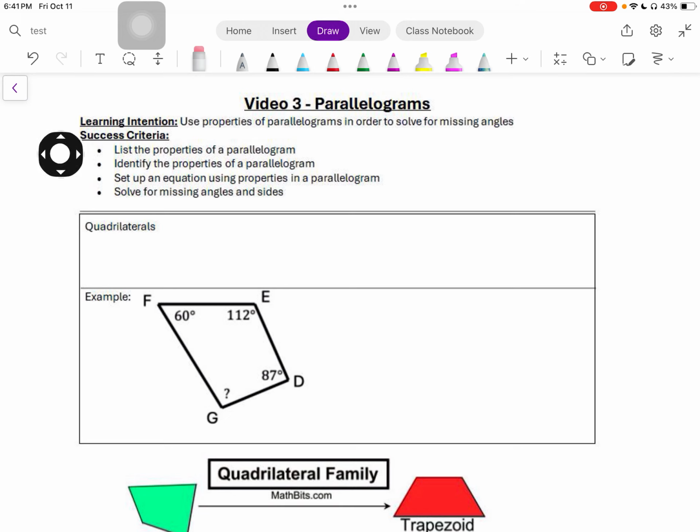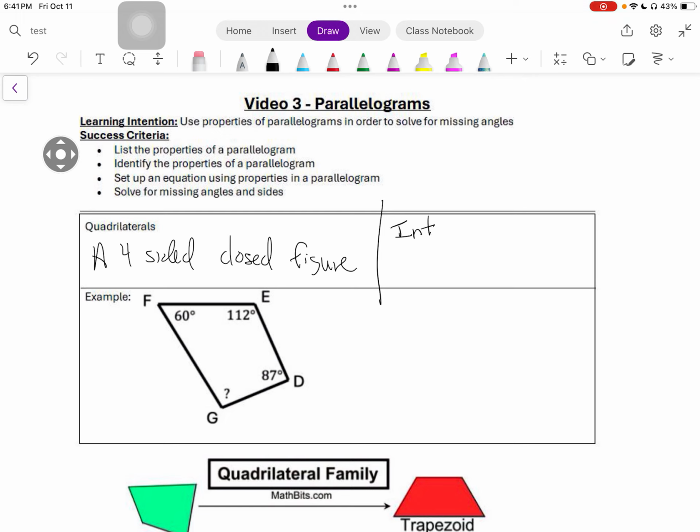solve for missing angles. All right, so the first thing before we get into parallelograms, this really is our first video about quadrilaterals. So what is a quadrilateral? It is a four-sided closed figure. And it has one important property, just like triangles do. It's that the interior angles sum to 360. So just like our angles in a triangle add to 180, the angles in any quadrilateral will sum up to 360.